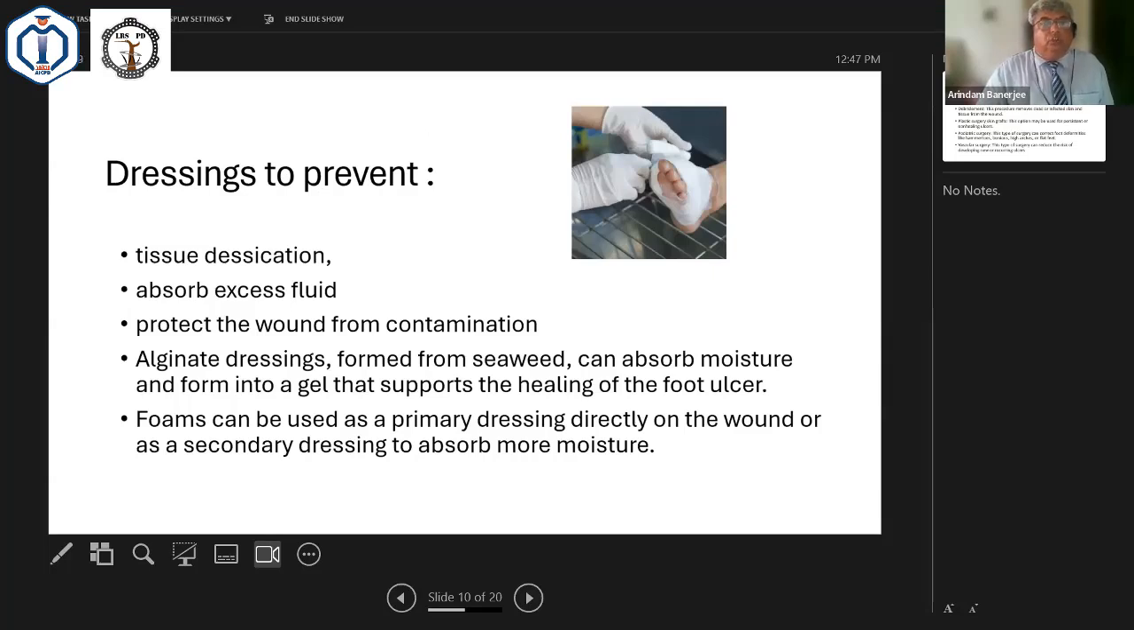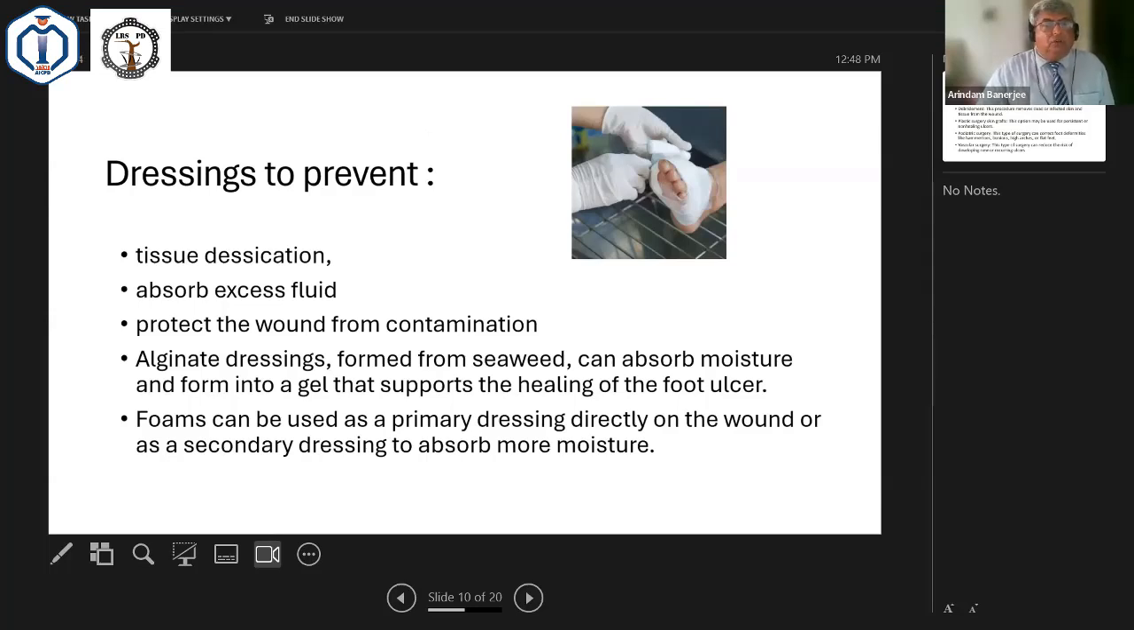It should not be too moist. Too much moisture will lead to problems. Too much dryness will lead to problems. So you need to do a dressing which hits the middle ground. You have to protect the wound from contamination because you don't want external agents getting in.